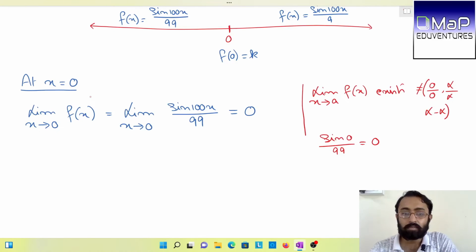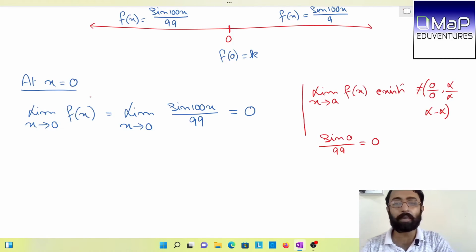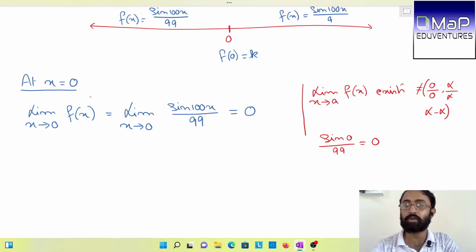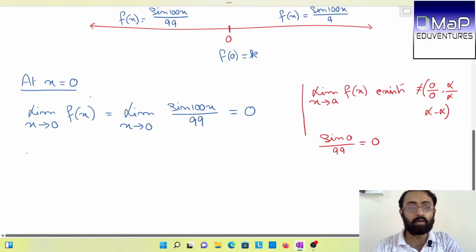If we put 0, the value of sine will be 0, as simple as that. Now let us find the functional value f of 0. So what is f of 0? It is directly given as k.